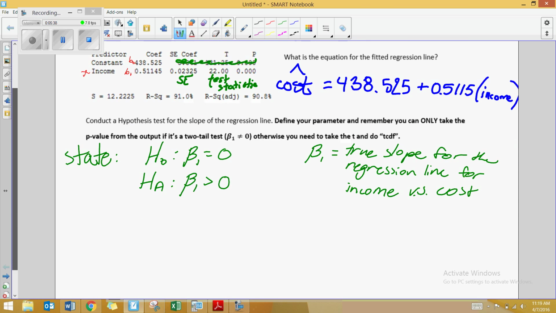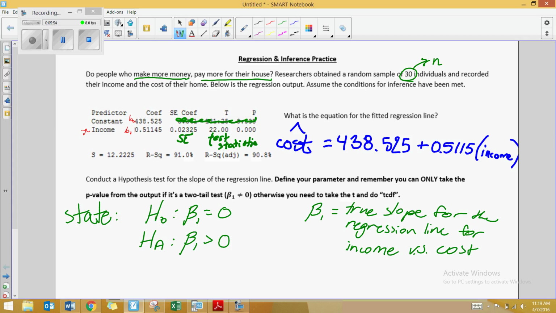Again, conditions are not going to ruin all chances of passing or not passing this specific question. We're going to not focus on the conditions for this video. So I went ahead and just stated that assume the conditions are met.